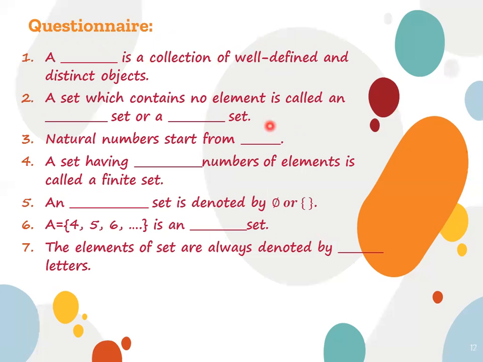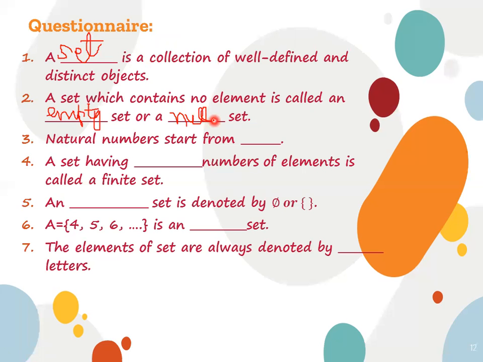What is your question number 1? A dash is a collection of well-defined and distinct objects. Very simple. So you will write down here, a set is a collection of well-defined and distinct objects. A set which contains no element is called a dash or a dash set. Any set which does not have any element is an empty set, also called a null set.